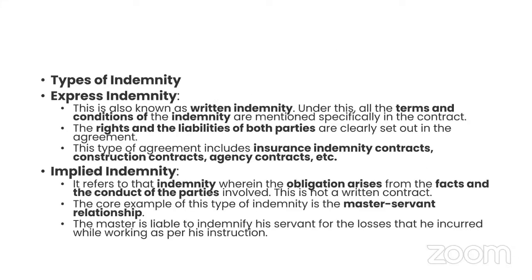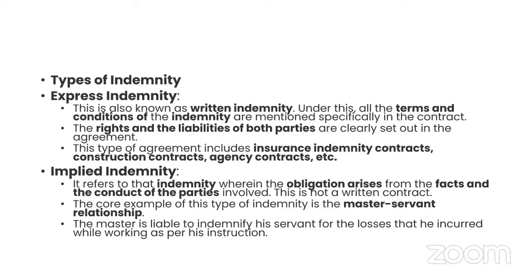Coming to types of indemnity. See, I told you, indemnity could be express indemnity or implied indemnity. So when we say it is an express indemnity, we also call it written indemnity. That means all the terms of the indemnity contract are very clearly mentioned, very clearly written. What are the rights of the indemnifier? What are the rights of the indemnified? All those things are very clearly written. Such kind of an indemnity agreement is called an express indemnity.